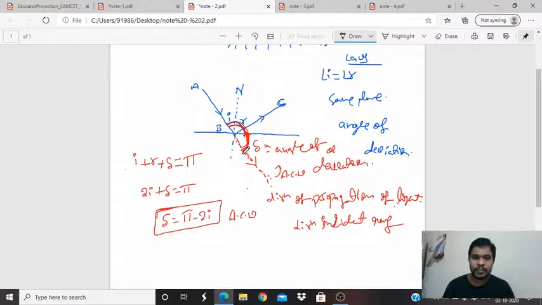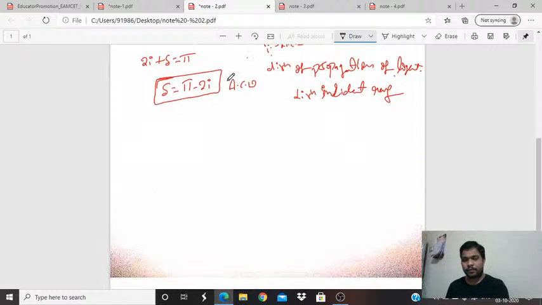See, clockwise means this one. This is clockwise, right? So this clockwise is also the same. The angle between the reflected light and the direction of the incident light, let this total be lambda dash. So how can we find lambda dash here?